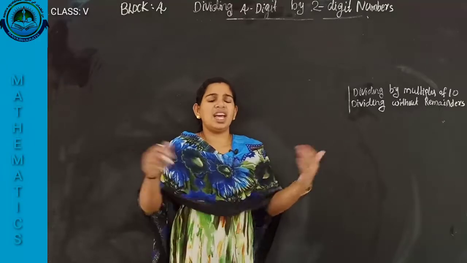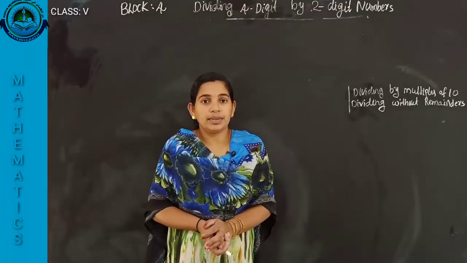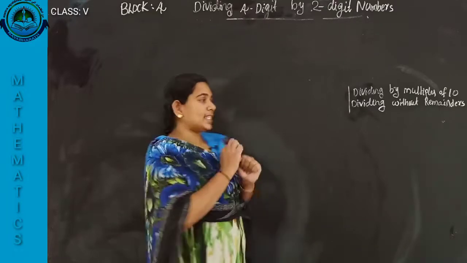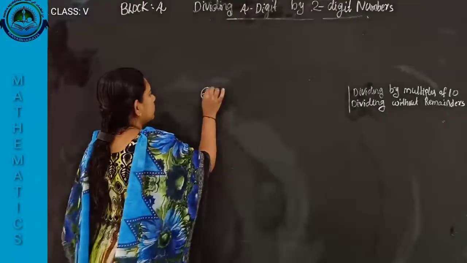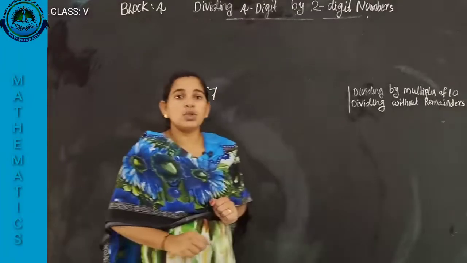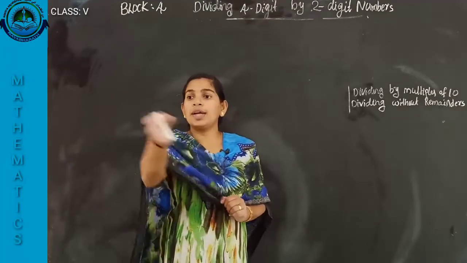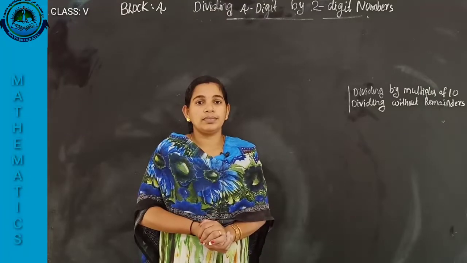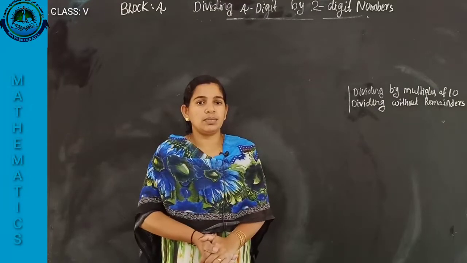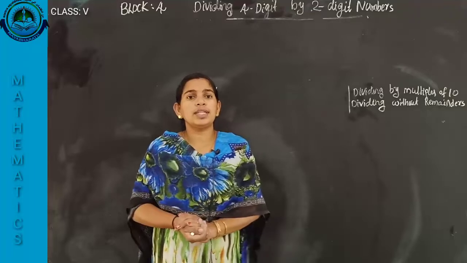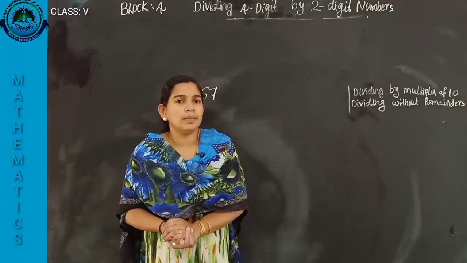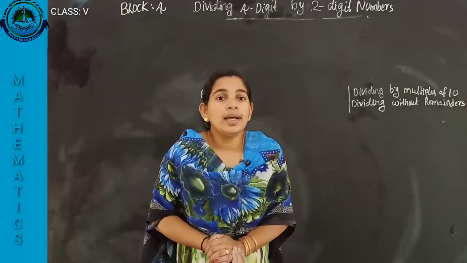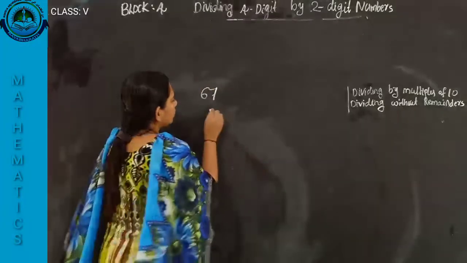Before that, I have some sweets. 67 sweets are there in my hand. Here 5 students are sitting in the front bench. They need the sweets. Are you ready to give the sweets to those 5 students only? You're ready. So I give the sweets to those 5 students.